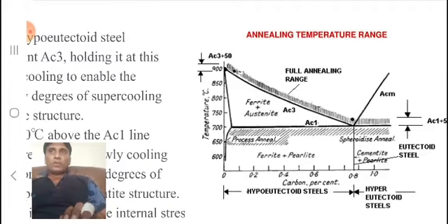And the structure we get in this annealing process is a coarse grain structure which contains ferrite and pearlite. Coarse grain structures have high ductility and toughness, but the strength and hardness are very low compared to the normalized structure or hardened structure.